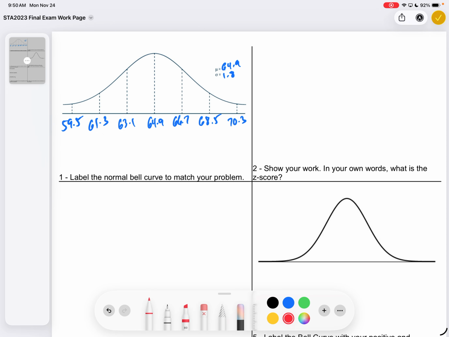Okay. The rule here, you don't have to do this part, but the rule here is that you are 68%. I'm sorry, let me say that a different way. If you're 1 standard deviation away from the mean, it's 68%. If you're 2 standard deviations away, it's 95%.